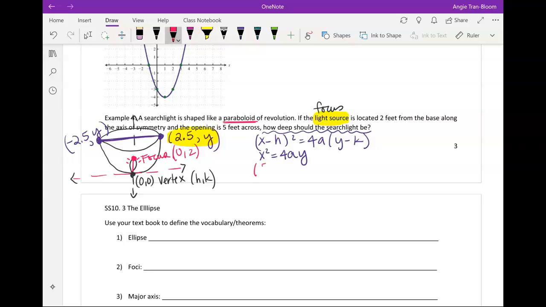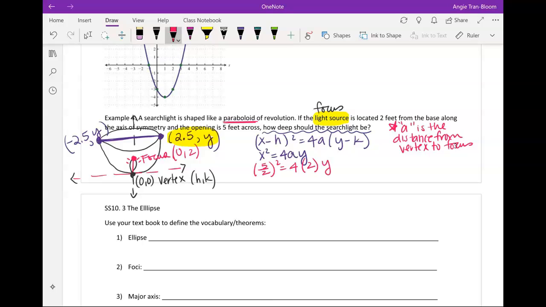So 2.5 is really 5 over 2 quantity squared equals 4a times y. Well, I have one equation and 3 variables. I know what x is, I can plug that in. A, so let's remember, a is the distance from vertex to focus, or vertex to the directrix. So remember that. Since we have the focus, a happens to be 2 feet. So plug that in and we're solving for y.